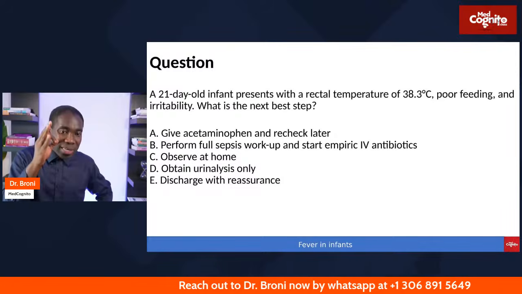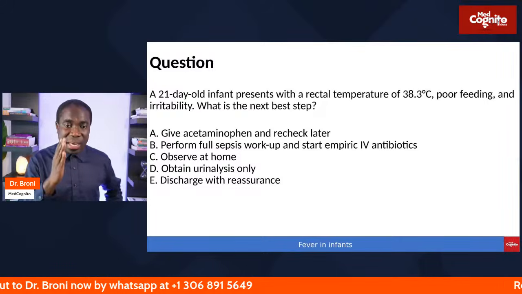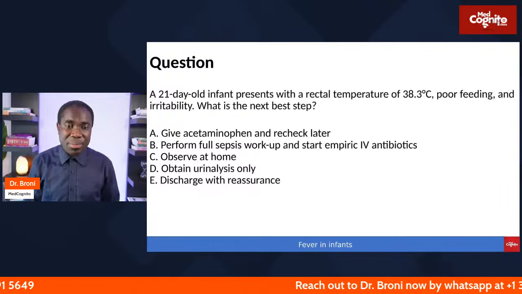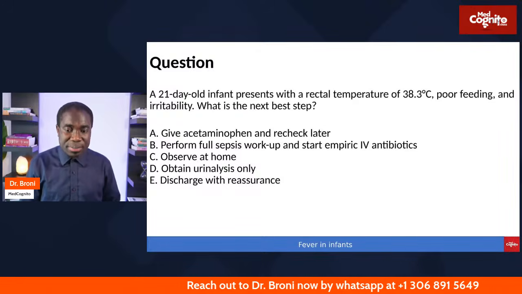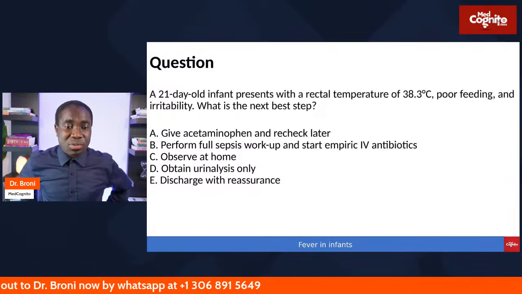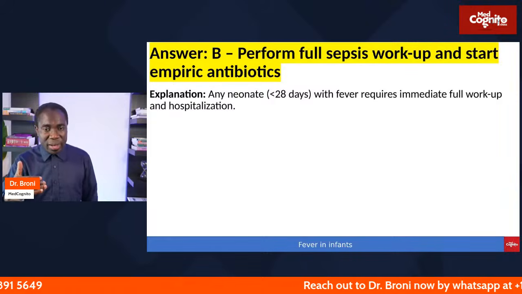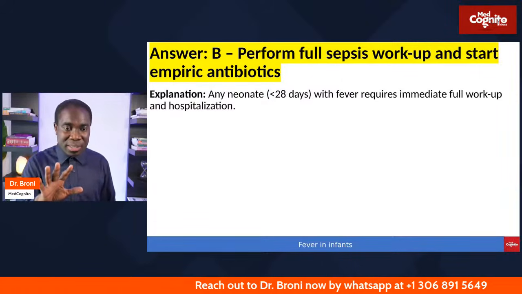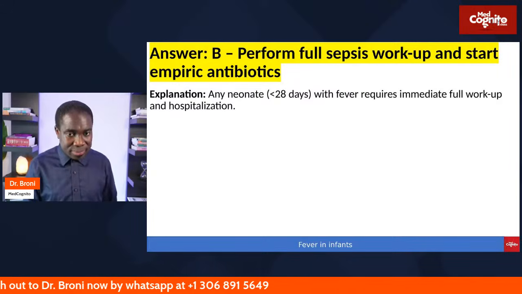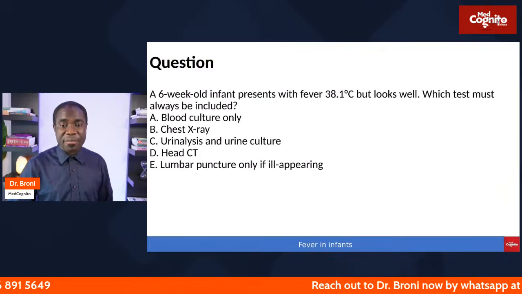A 21-day-old infant presents with rectal temperature of 38.3, poor feeding and irritability. What's the next best step? Give acetaminophen and recheck later, full sepsis workup, observe at home, obtain urinalysis only, and discharge with reassurance. The correct answer is B. You want to do a full septic workup and start empiric antibiotics in this baby. Any neonate less than 28 days, in fact, any neonate less than 3 months will require an immediate full septic workup and hospitalization so far as they have fever.